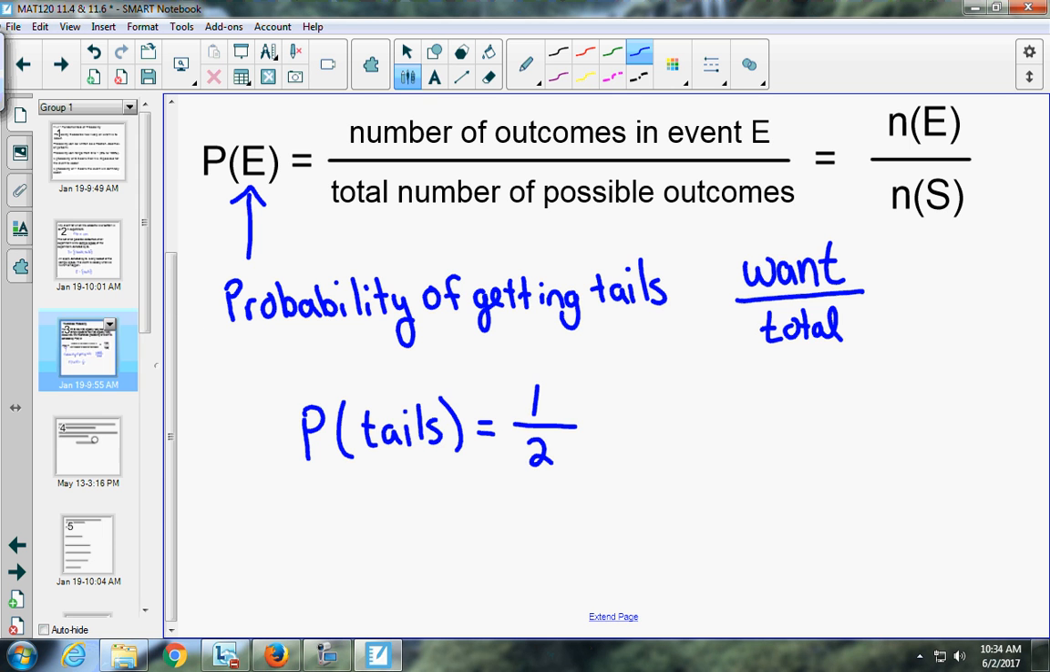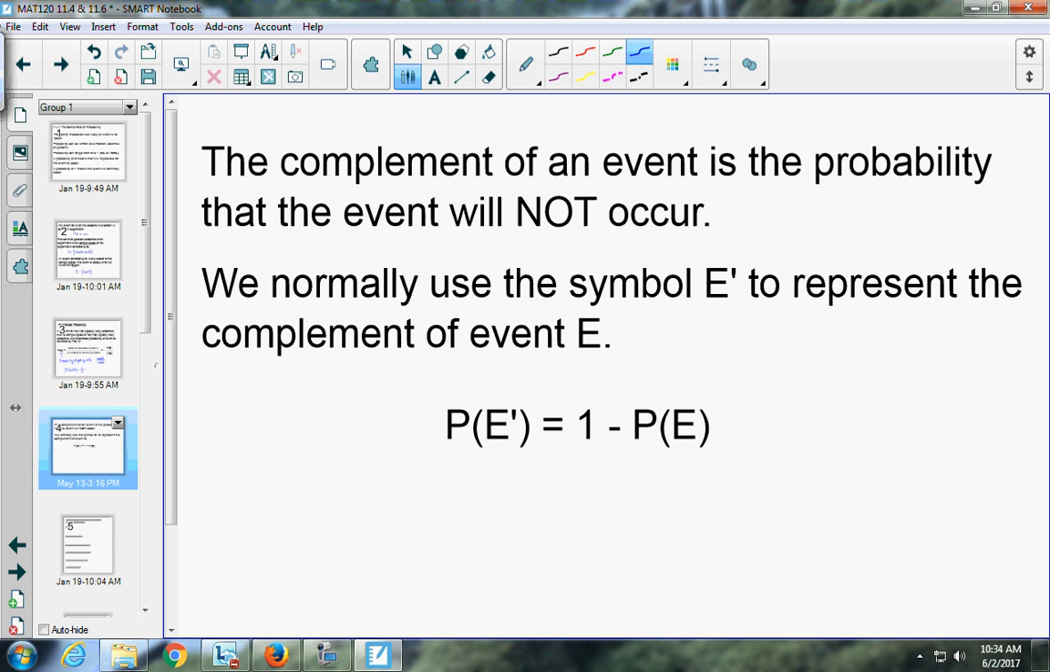The other thing we can talk about is the complement of an event. And the complement of an event is the probability that the event will not occur. If you see it written in symbols, it's usually the event with that apostrophe next to it. But most of the time in this class, we'll actually use the word not. And to find the probability of the complement of an event, we do 1 minus the probability that that event happens. Because if you think about it, 1 is that 100%.